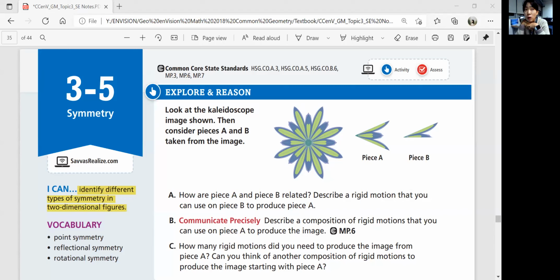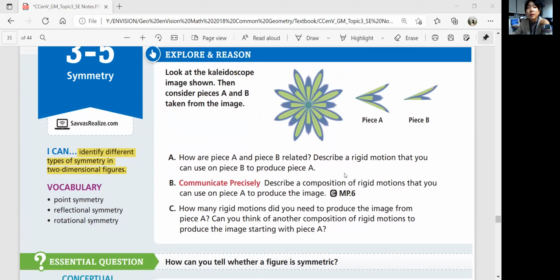Look at the kaleidoscope image shown. Then consider pieces A and B taken from the image. Look at pieces A and B. This is a pretty kaleidoscope. Part A, how are piece A and piece B related? So kaleidoscopes are these patterns, these images with a pattern, okay? How are piece A and piece B related?